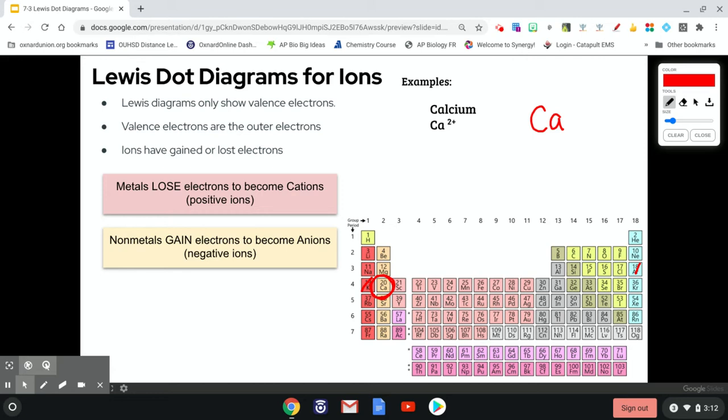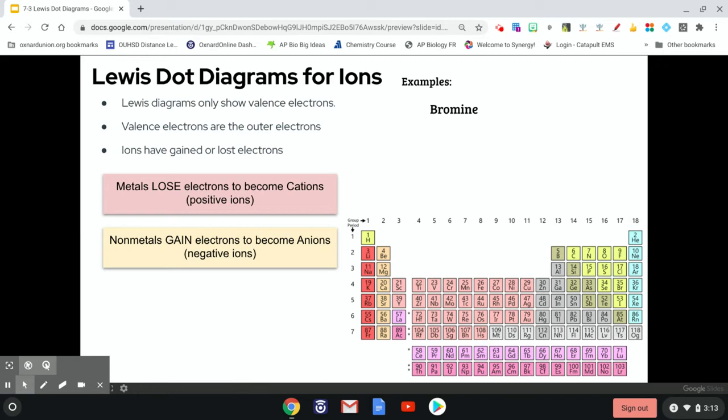So to show what happened, we're actually going to draw brackets around the symbol, and we're going to write that ion charge outside the brackets, but notice that there's no dots because we're indicating that it actually lost those 2 valence electrons. So we draw the symbol with no dots, but to show that we're still drawing a Lewis diagram, we put the brackets and we put the charge.